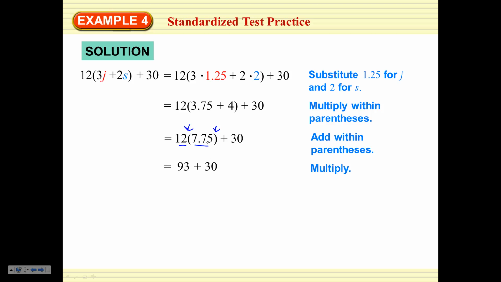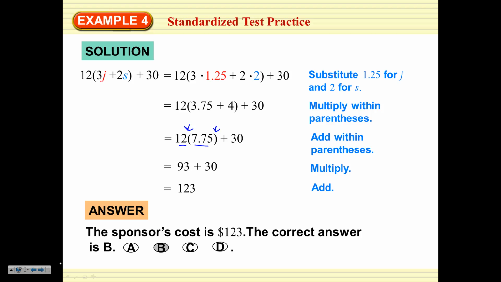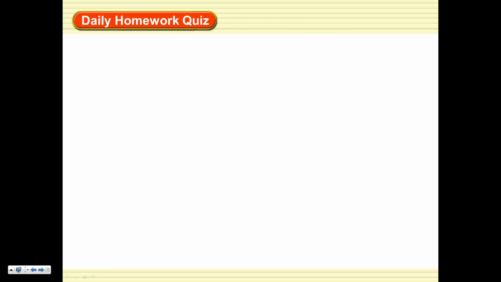And 12 times $7.75 is $93 plus the $30 for trash bags. So now we add, and the sponsor's cost would be $123. So the correct answer would be B. If we went back in the video, you would see that B was $123. That's where your choice is. Sorry, I don't have that. I should have that on your notes, and so you can see those choices again.